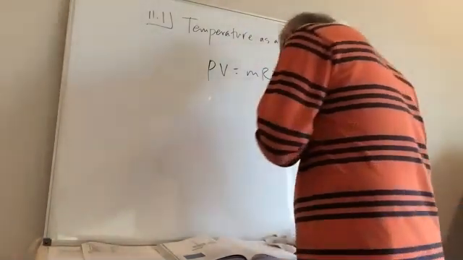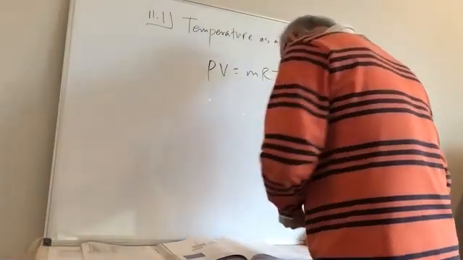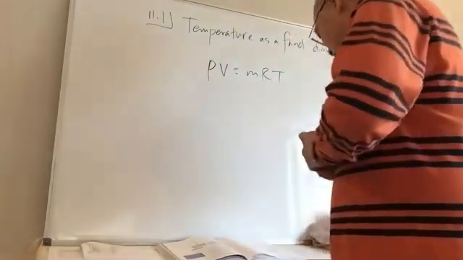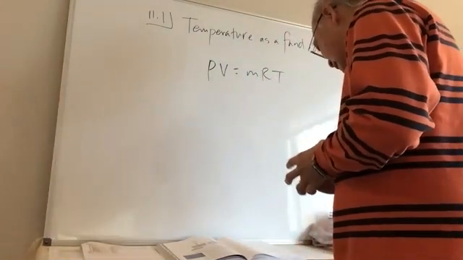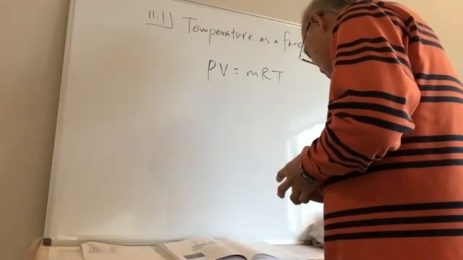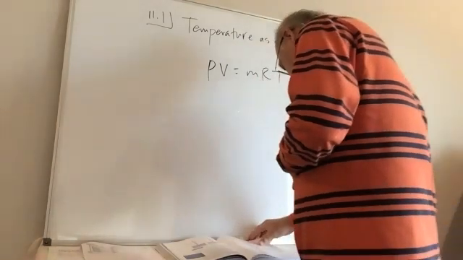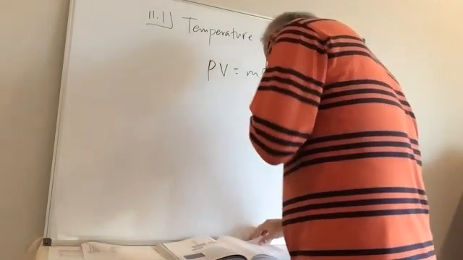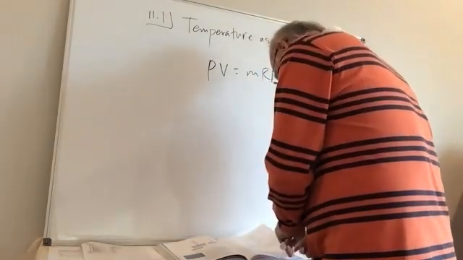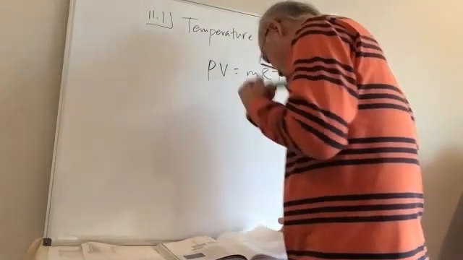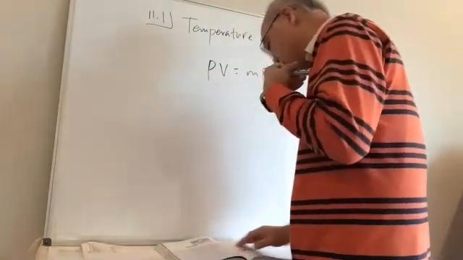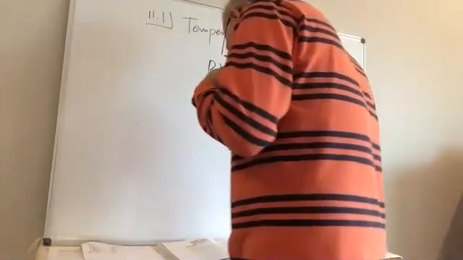So this is on page 359. Let's see. Okay, what do we need to learn here? What does the book actually want us to do? Okay, T is going to be an absolute temperature. So it's going to be Kelvin or Rankine, whichever one you're using.